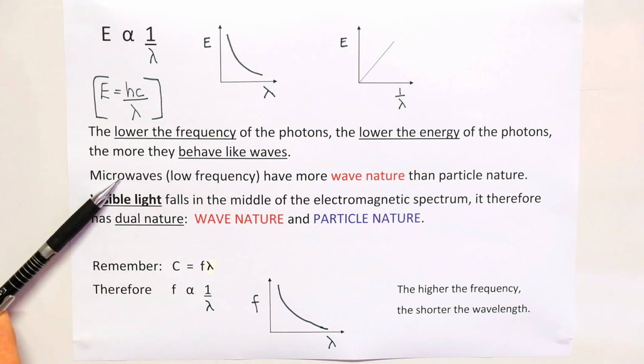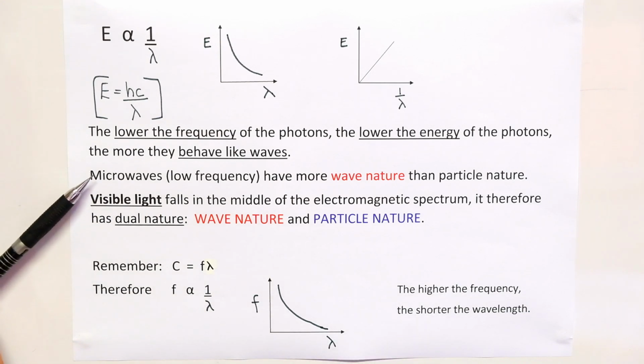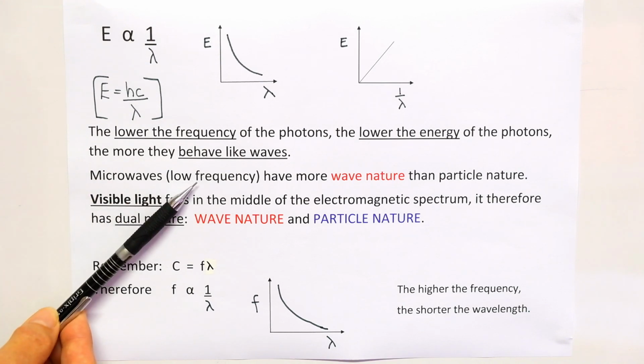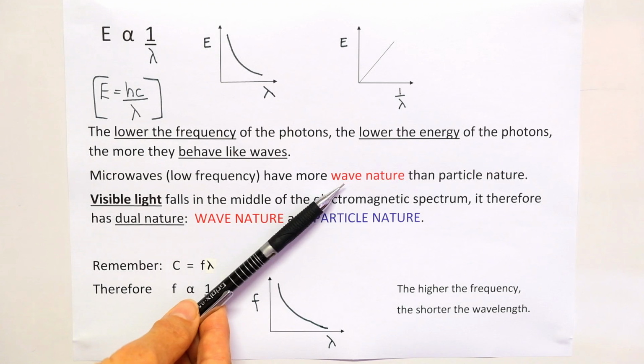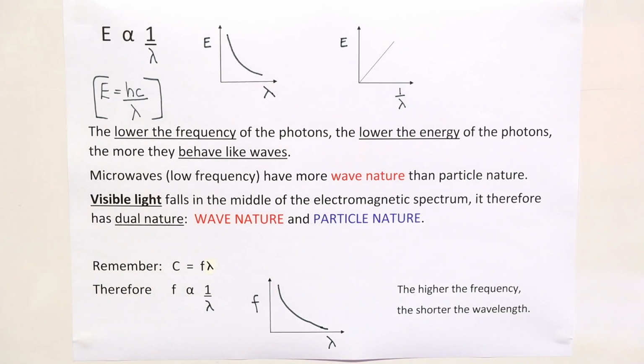So for example, microwaves, which are second from the right-hand side on the sketch that we have, are the second longest of all our electromagnetic waves. They have low frequency, therefore long wavelength. They will have more wave nature than particle nature.